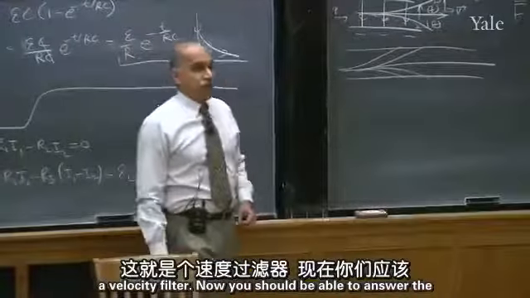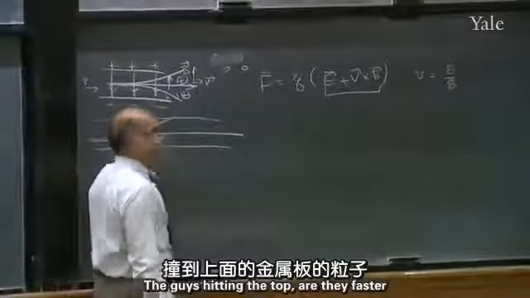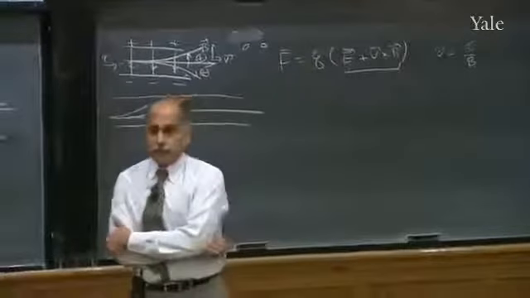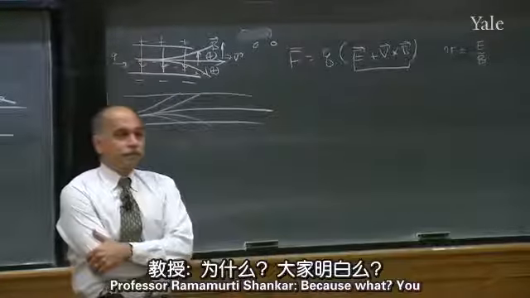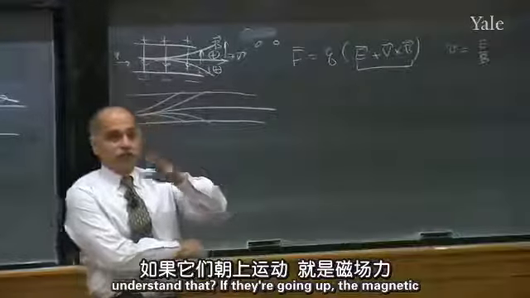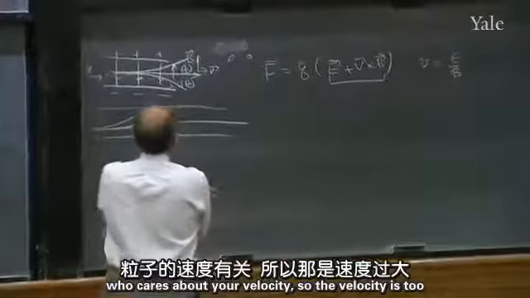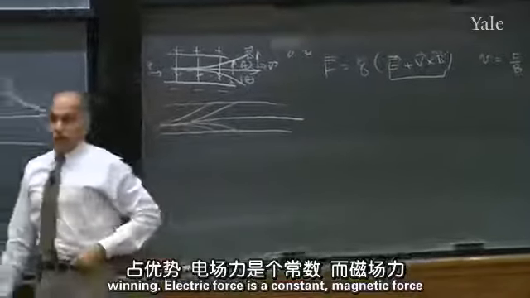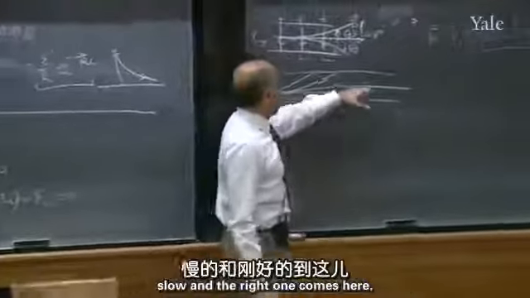Now you should be able to answer the following question without doing long calculations. The guys hitting the top, are they faster than the desired speed or slower? Because of what? You understand that? If they're going up, the magnetic force is winning. Magnetic force is the only one who cares about your velocity, so the velocity is too big. If they're falling down, electric force is winning. Electric force is constant, magnetic force is velocity dependent. So the fast guys go here, slow ones go there, and the right one comes here.